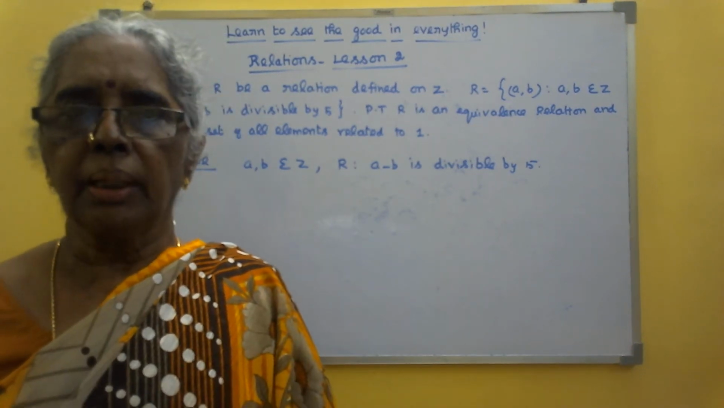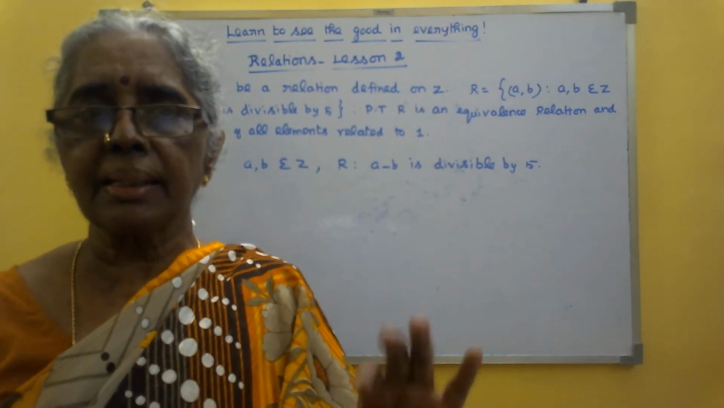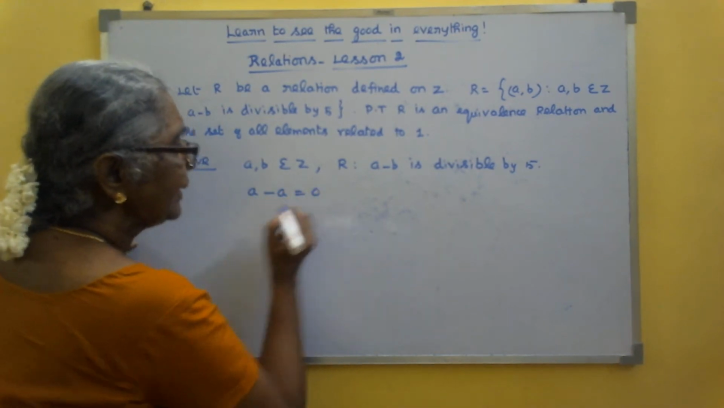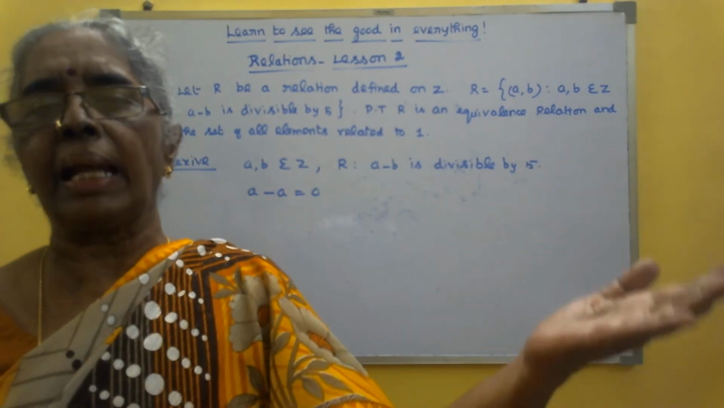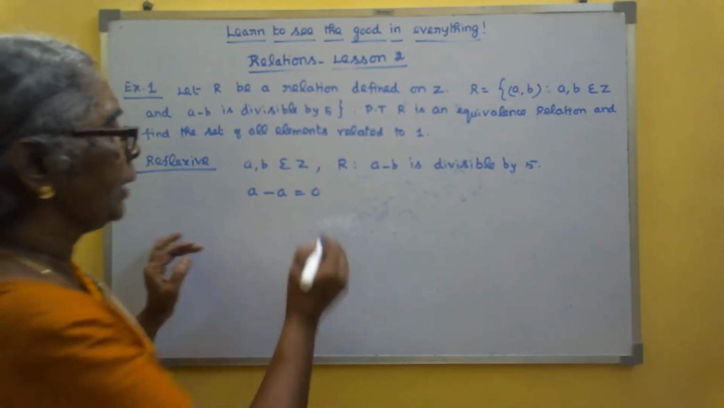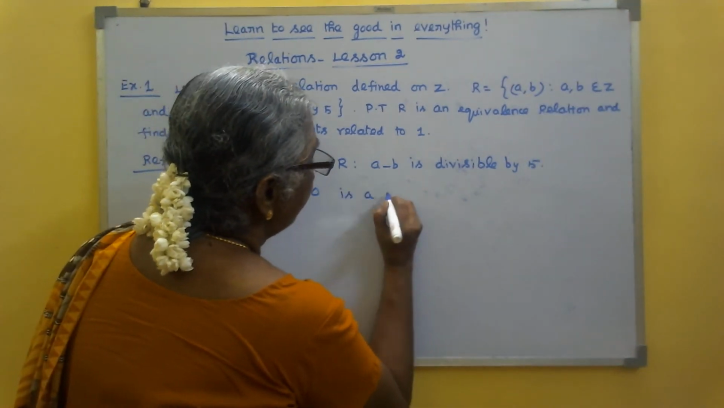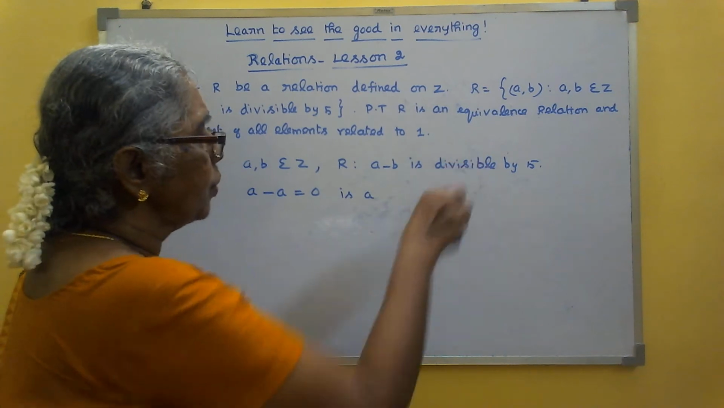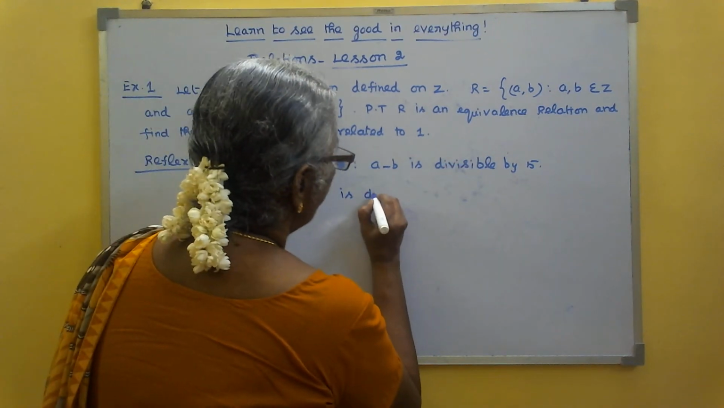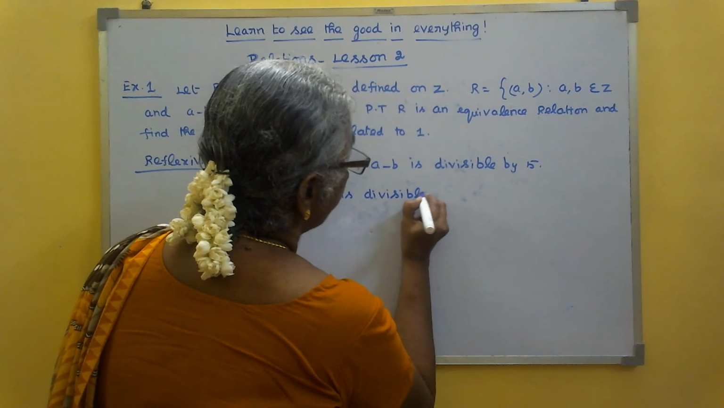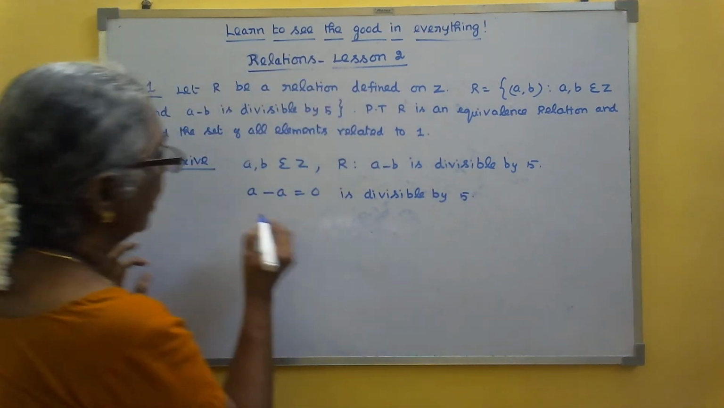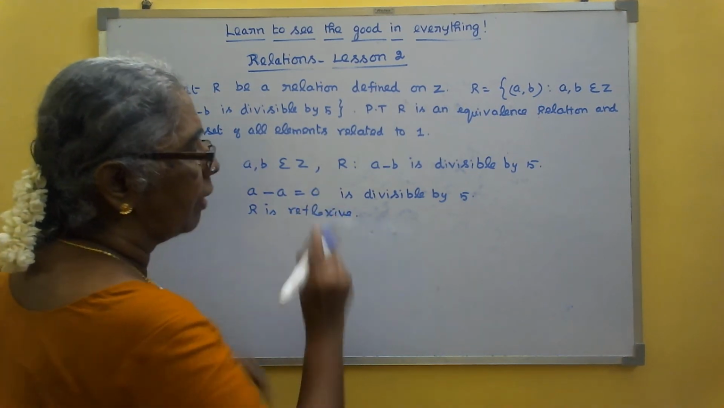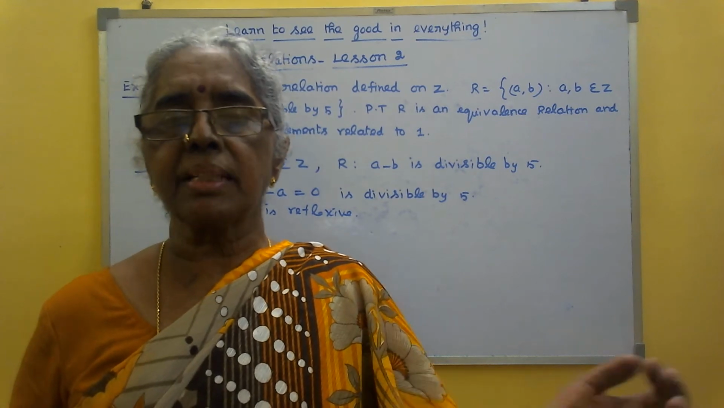Now in reflexive, it should be the same element, isn't it? So I can't consider two different elements. So I will consider both as a. You know, a minus a is equal to 0. Whatever be the value of a, a minus a is 0. And 0 is a multiple of 5, or you can say 0 is divisible by 5, both are the same thing. But let me use the same word, is divisible by 5. So now R is reflexive, over. So we have proved that R is reflexive because a minus a is 0, which is divisible by 5.